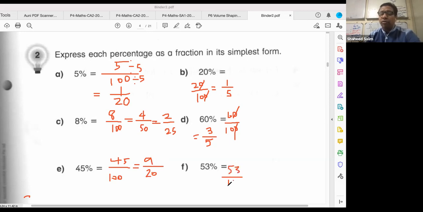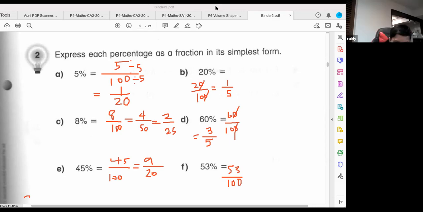I think 53 is a prime number. It cannot be divided by any other number except 1 and itself. Okay, we're moving on now. And here we go.